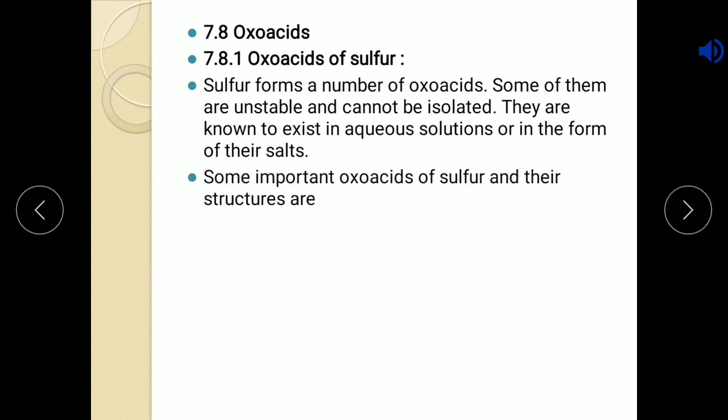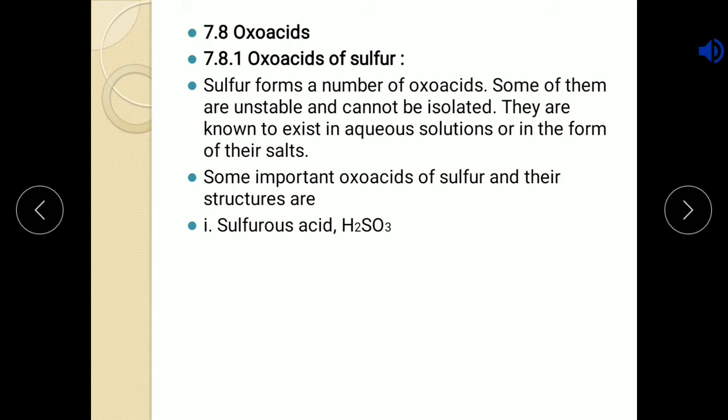So, some important oxoacids of sulfur and their structures are like this. First one is sulfurous acid and the formula is H2SO3. Now, you have to see the structures carefully because in exam you might be asked to draw the structures or to explain the structures. Now all these structures have one thing common, that means they contain only three elements: hydrogen, oxygen and sulfur. Again, all these structures contain at least one S-OH bond and at least one S double bond O bond. S double bond O and S-OH is common in all these structures.